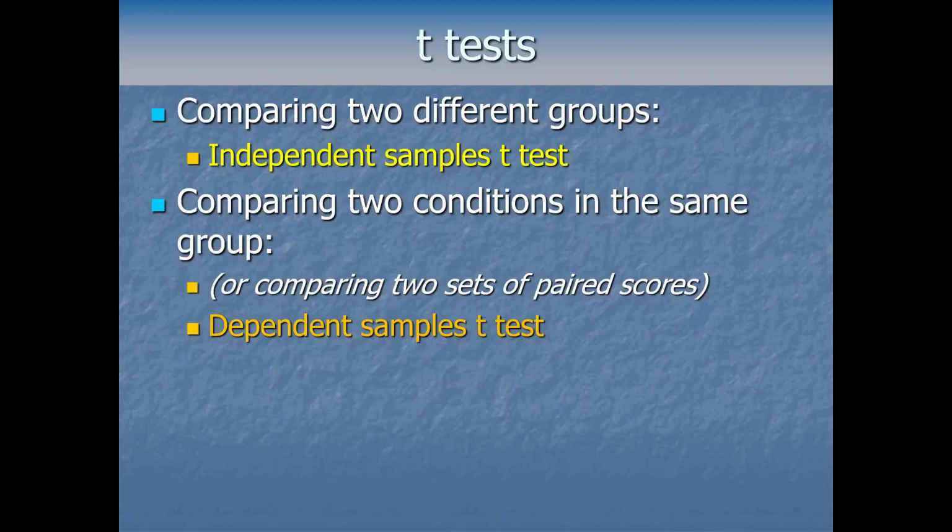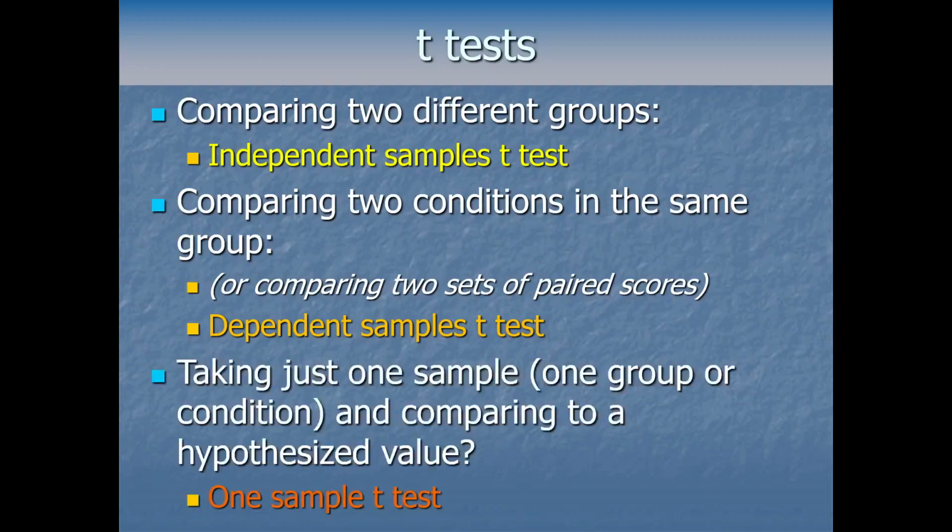If you're comparing two different groups, use an independent samples t-test. And if you're comparing two conditions in the same group of people, or if you've got two sets of naturally paired scores, like the husband-wife thing, then use a dependent samples t-test.